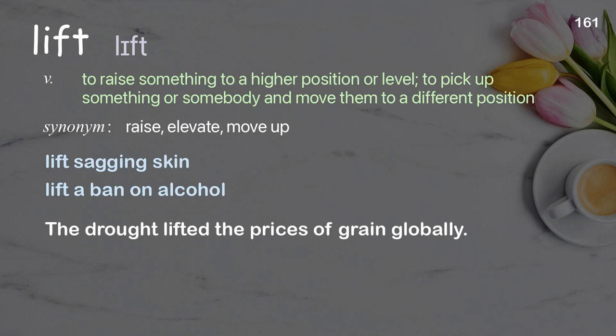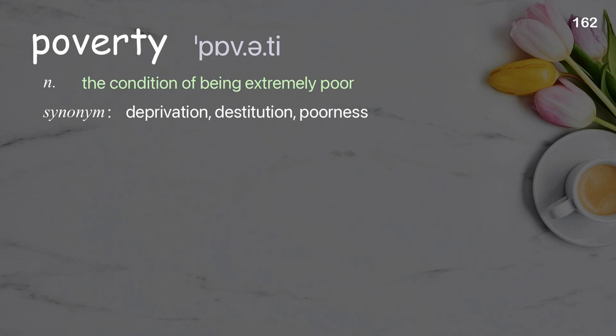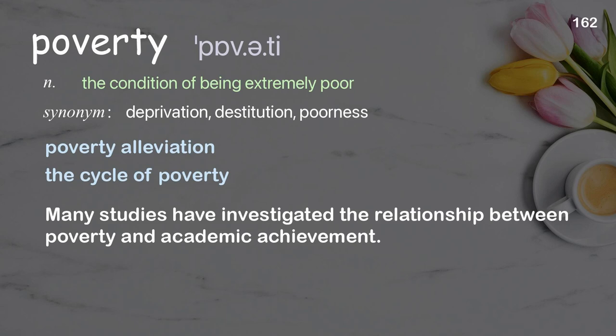Poverty. The condition of being extremely poor. Examples. Poverty alleviation. The cycle of poverty. Many studies have investigated the relationship between poverty and academic achievement.